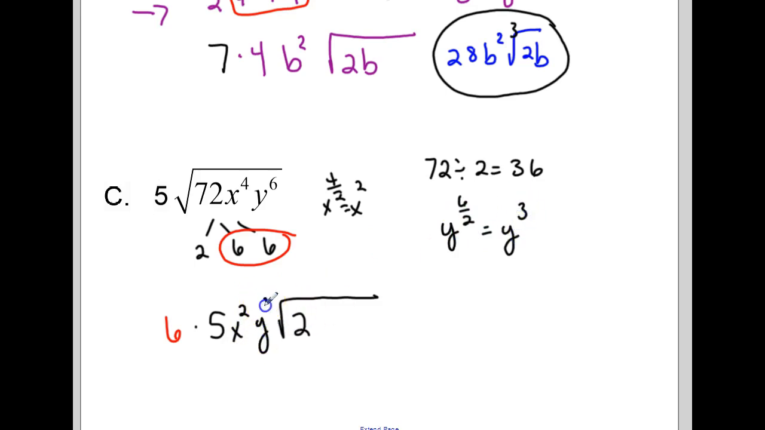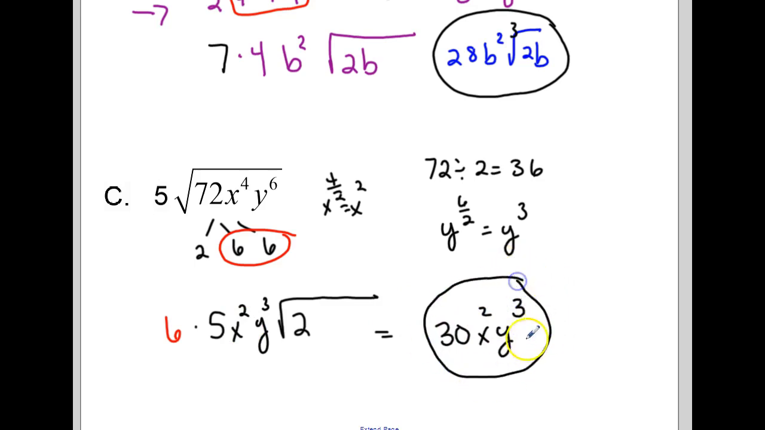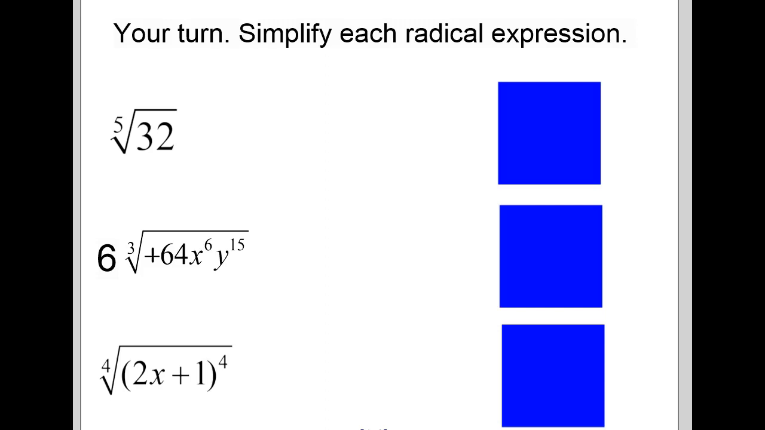So it comes out. So when I write this whole answer, this is multiplication out here. This is 30 x squared y cubed. And that square root of 2. That's what's left over. That's my answer.